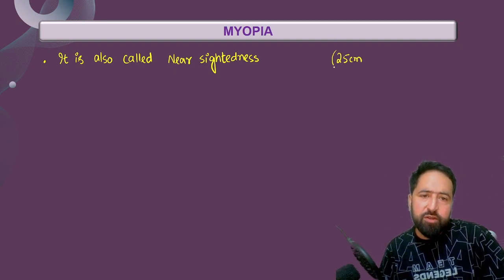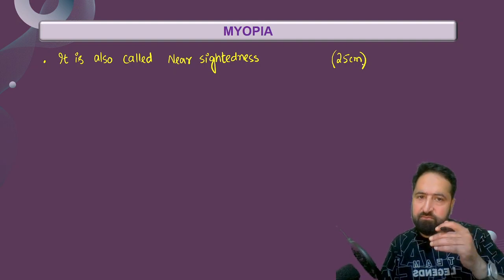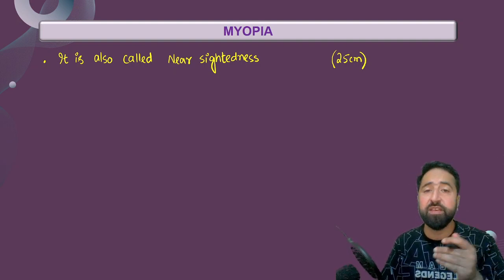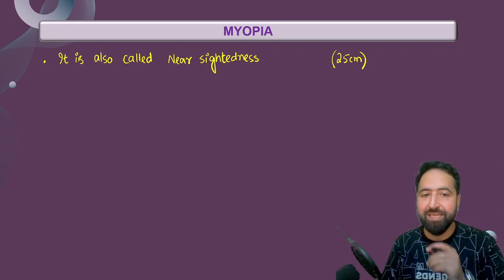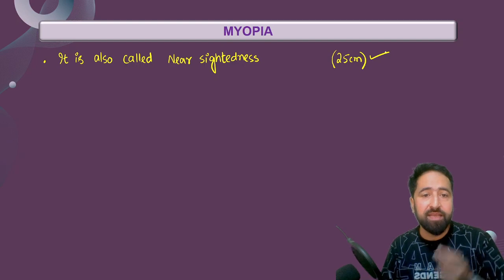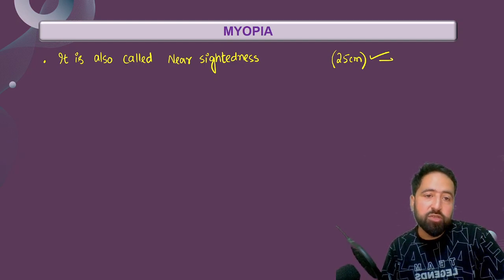इन 25 सेंटीमीटर्स के आगे अगर आपने कोई चीज रखी, let's suppose 10 सेंटीमीटर पे, 15 सेंटीमीटर पे, तो वो आपको अच्छे से नहीं दिखेगी. So the least distance at which the objects can be seen clearly is 25 centimeters, and this is called the near point.